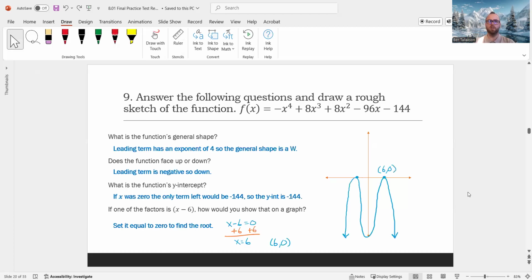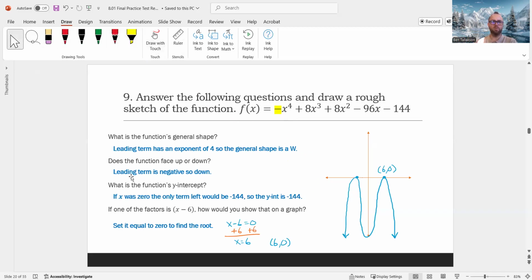So what's the deal? Well, the leading term has an exponent of 4 right here. So we know the general shape is a W, okay? And I know this isn't a graph we see all the time, but we've learned about this before. So just, if you don't remember, write it down now. If the leading power is 4, the general shape is a W, but the leading term is also a negative. So that means it's going to open down. That means the arrows are pointing down, so it's flipped upside down. Kind of looks like an M.